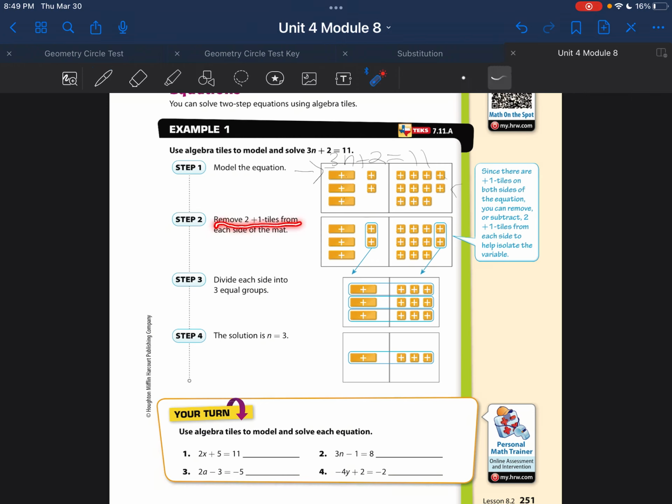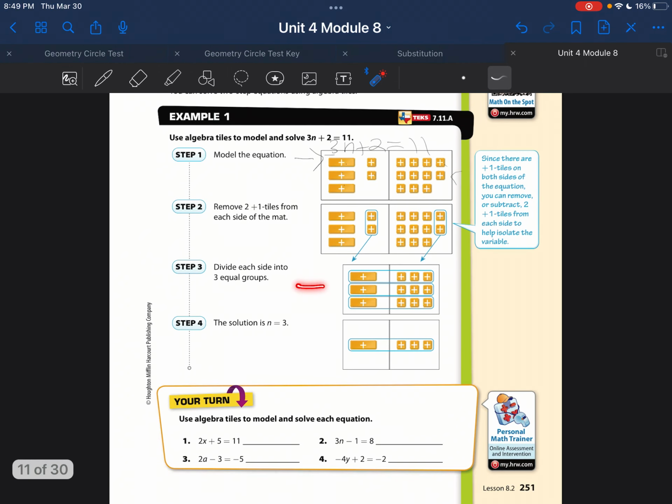Next, over here, it says remove 2 positive 1 tiles from each side of the mat. What that means is you take these 2 and you take them out. Then you go to step 3. Now it wants you to divide them into 3 equal groups. Then when you put them out, you see that 1 over here is equal to how many over here? That's 3. This is one way you can solve it.